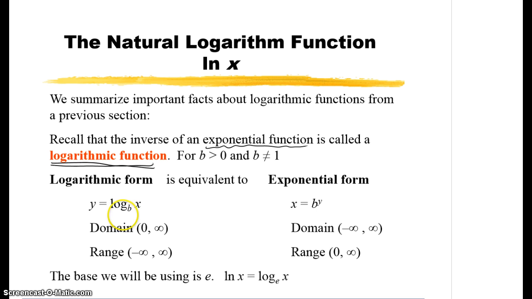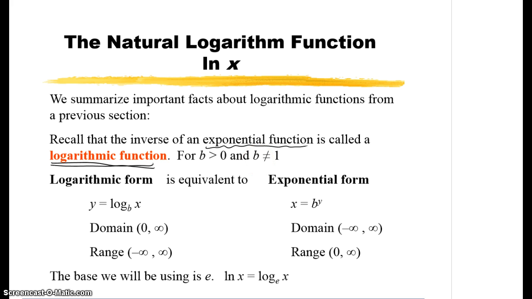Remember, we think of logs as powers. So if we see log base b of x, we really think to ourselves, to what power do we raise b in order to get x? And the answer is y. B to the power of y equals x. The domain was 0 to infinity for the log form and negative infinity to infinity for the exponential form. The range was negative infinity to infinity for the log and 0 to infinity for the exponential. Obviously, these are switched because these two functions are inverses.